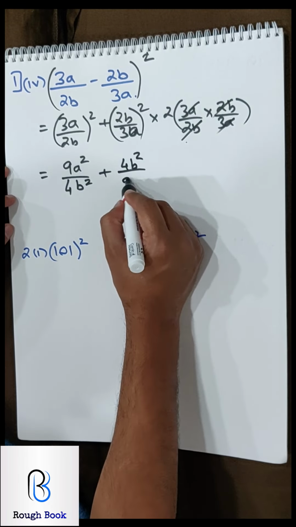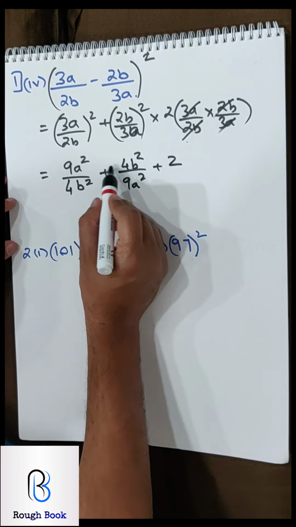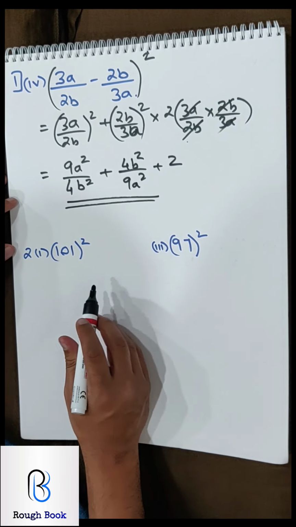Likewise 4b square, 9a square plus 2. People cancel this, not possible because there is a plus sign. So leave it here only.